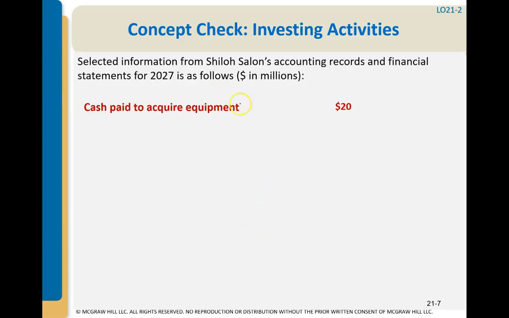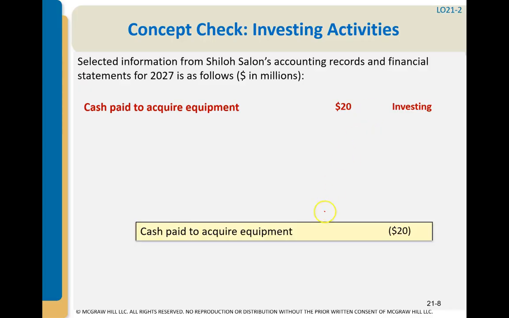First one is cash paid to acquire equipment. So the company purchased equipment. If they purchase something, it's a cash outflow, so we know it's a negative. It's going to be an outflow of $20. And equipment is a long-term asset on our balance sheet, and therefore it's considered to be an investing activity. So part of our investing activity is going to be cash paid to acquire equipment, minus $20.